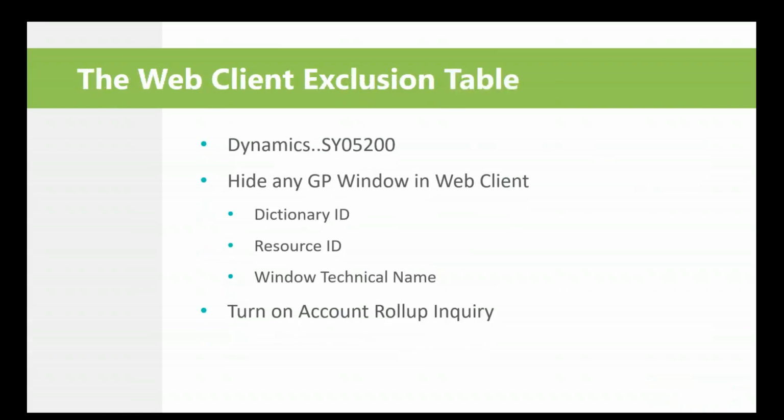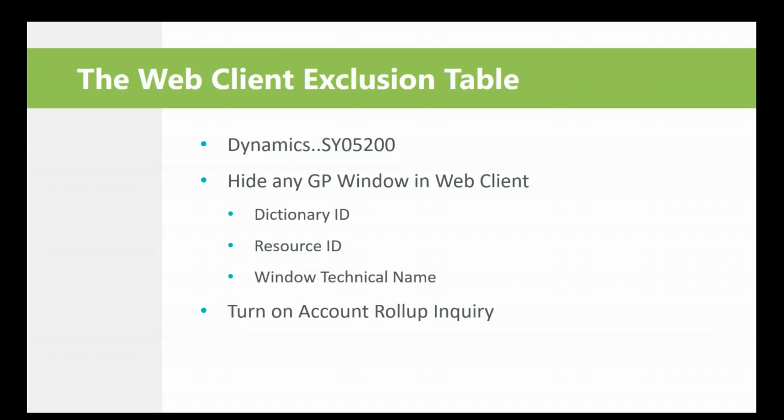All right, so I'm going to talk high-level overview about something really techy. And this goes back to the statement that the account roll-up inquiry window does not work in the web client. Now, at Ingevity, we all love that window. And we can't think of a reason why it shouldn't work in the web client. So we did a little bit of research. And we found that there is this exclusion table. The exclusion table is how GP knows which windows or resources do not work in the web client, which ones are only in the rich client. And this happened to be one of them.